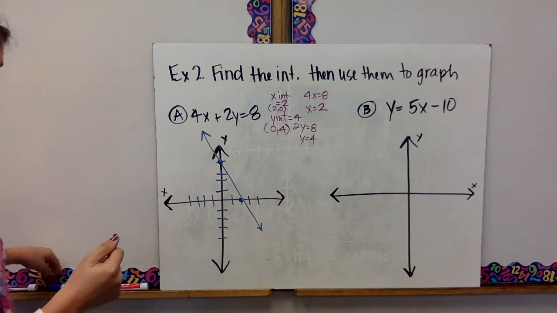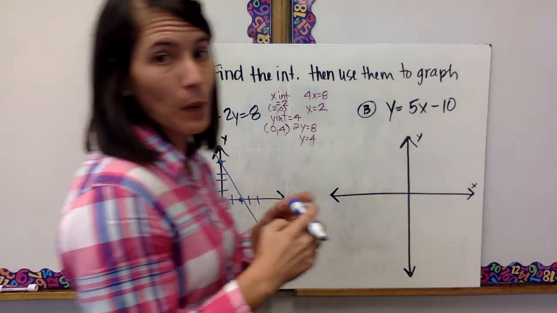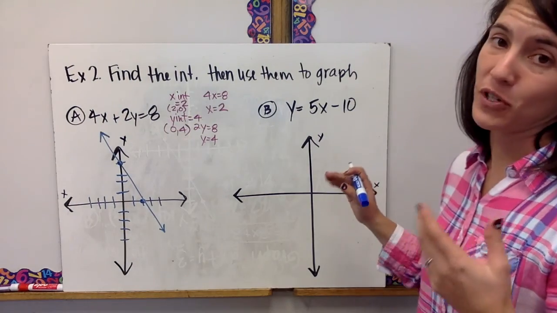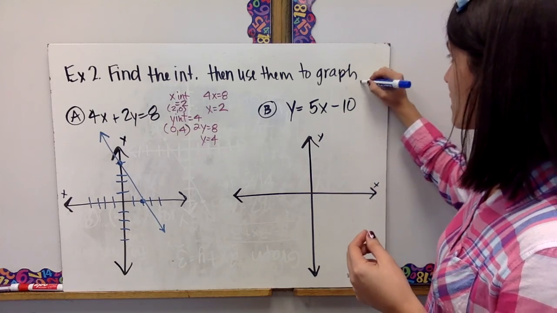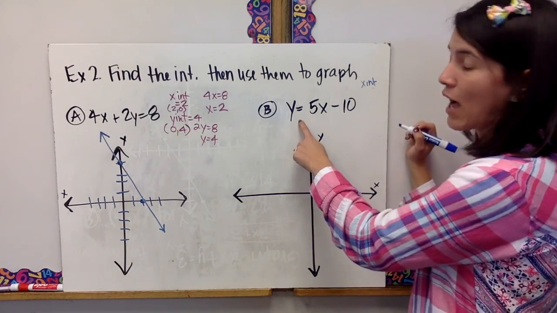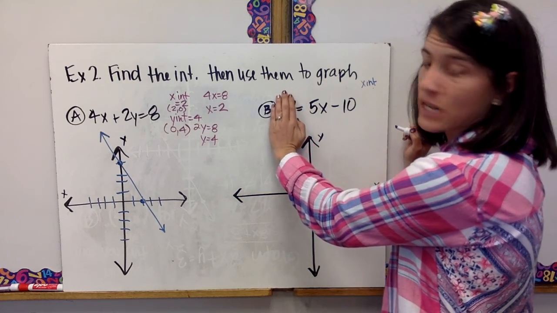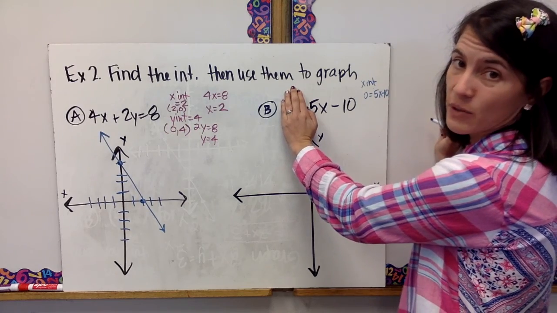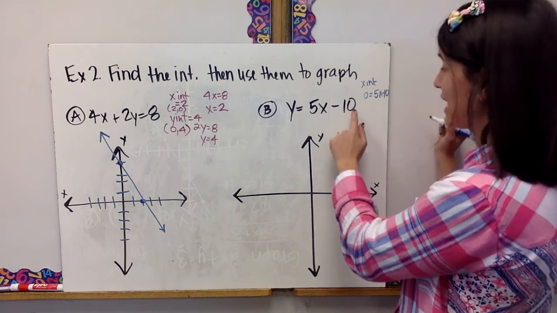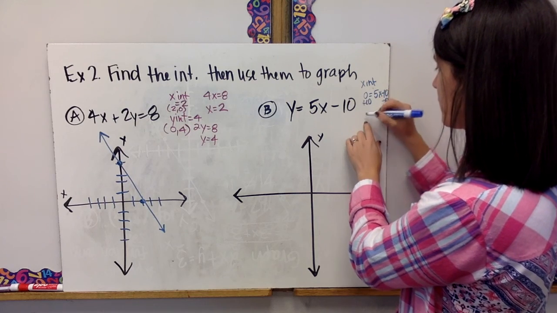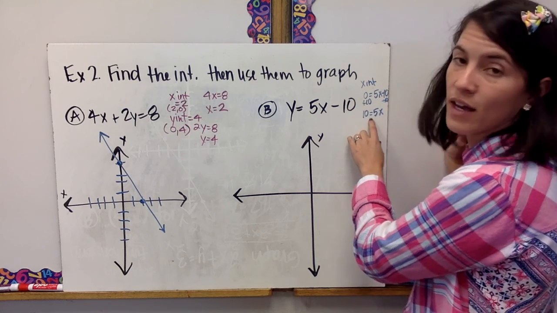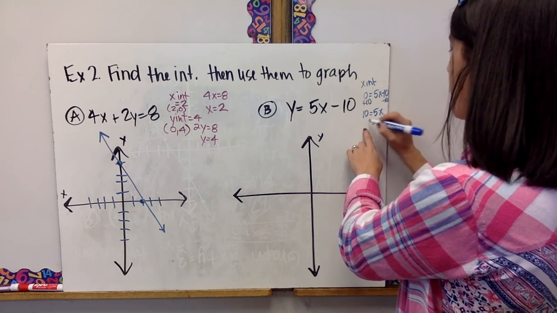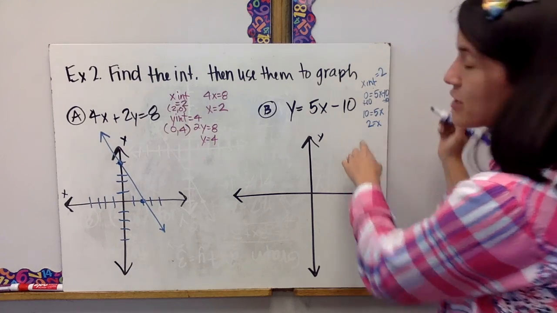All right, let's do B together. On example B, to find my intercepts, remember you have to substitute 0 in. So to find my x-intercept, I'm going to let y equals 0. So if this is 0, then I have 0 equals 5x minus 10. 0 equals 5x minus 10. I want to move my 10 over, so I'm going to add 10. 10 equals 5x. You divide both sides by 5, and x equals 2. So my x-intercept is 2.